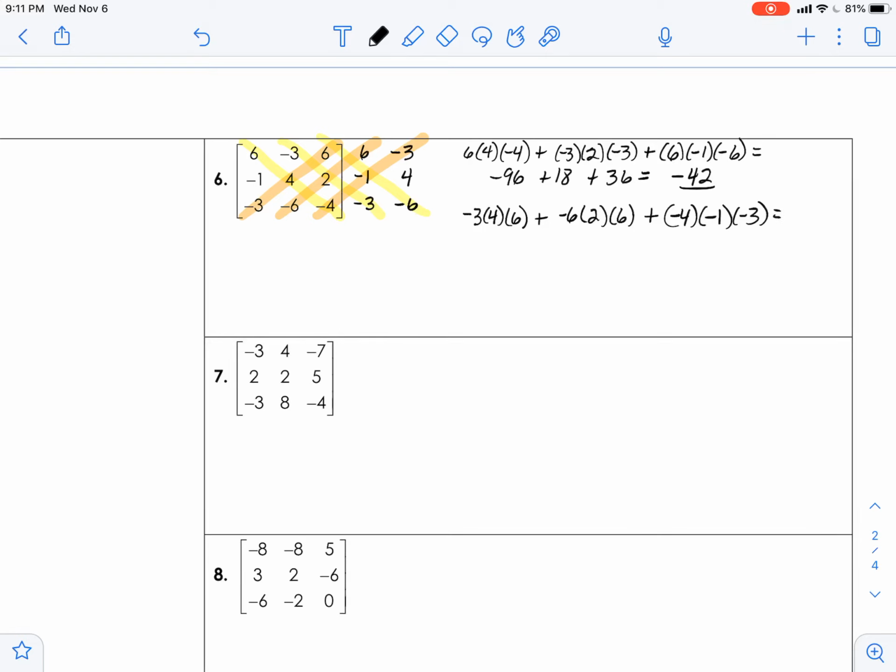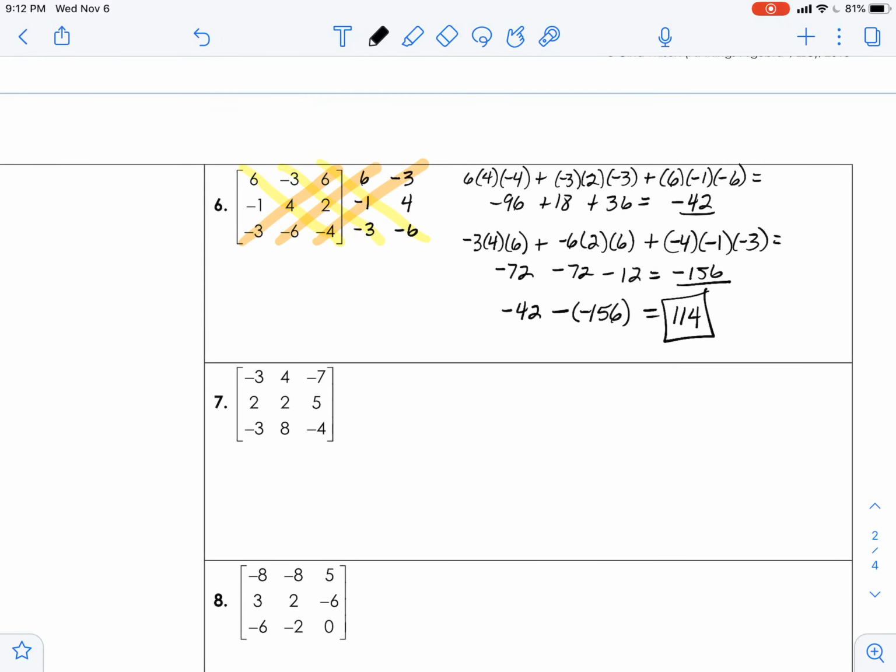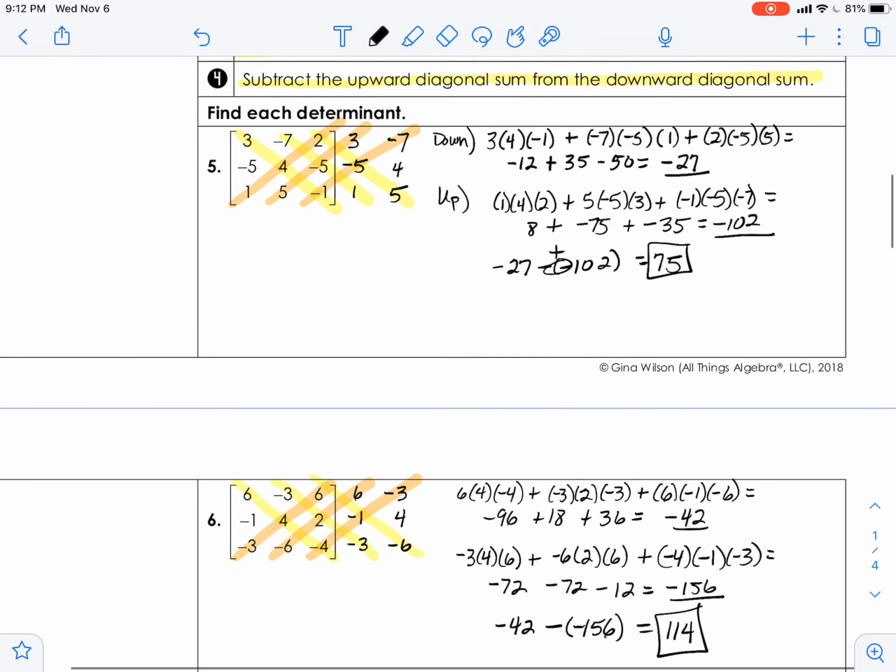Okay, so let's just do a quick run through on numbers. So negative 72, negative 36 and 2, another negative 72, 12, and be a negative 12. There we go. And so add them up. There's my number. And again, it is your downward minus your upwards. I said that backwards. I was writing it down right. And we've got 114. Okay, so that is 2 examples of finding the determinant of a 3 by 3.